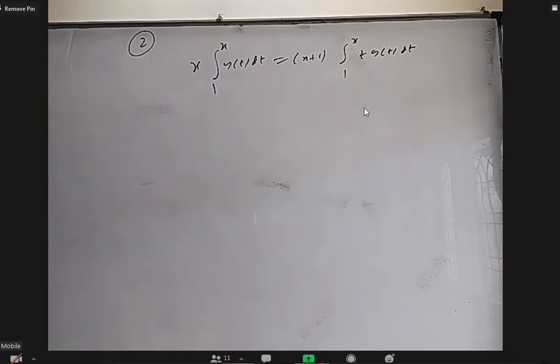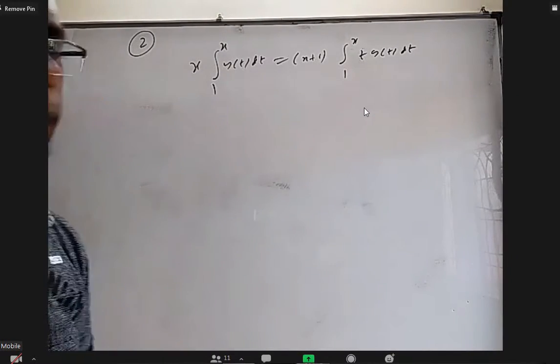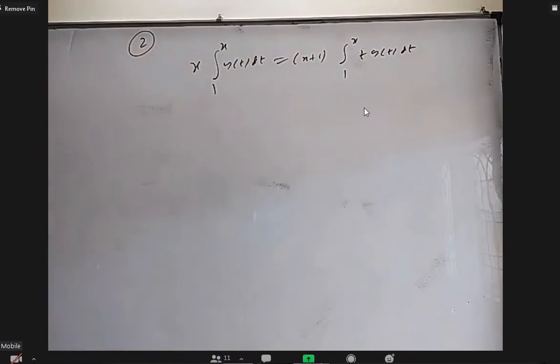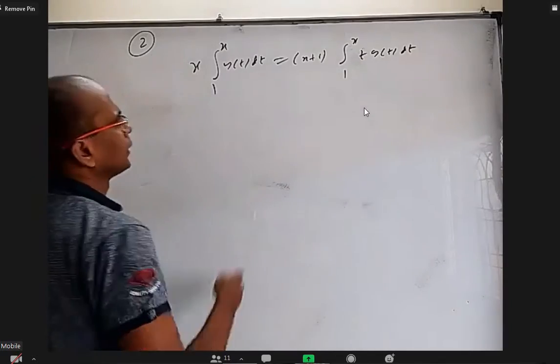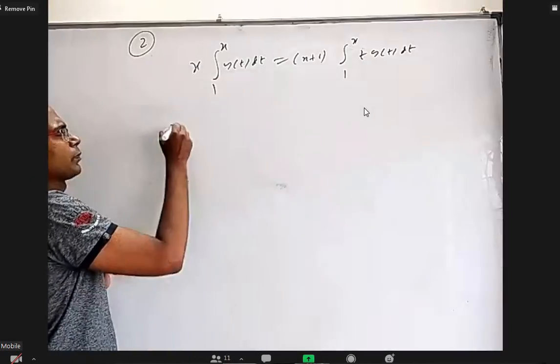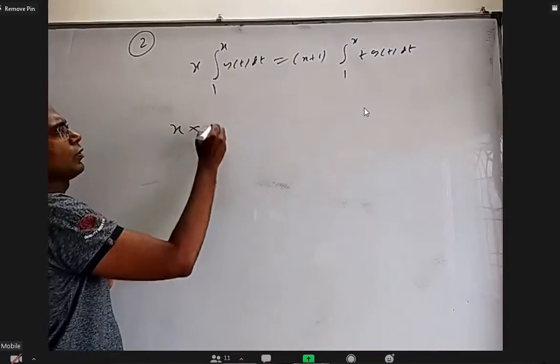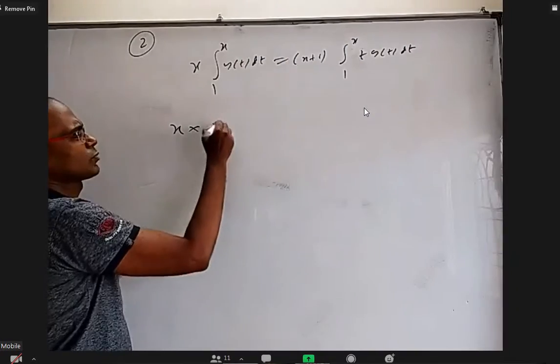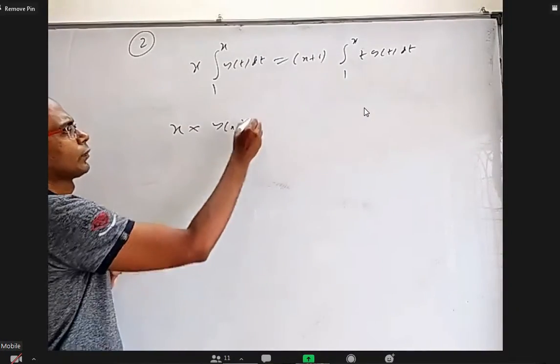Okay, maybe it comes as a differential equation. Don't know. Let us see. How to differentiate on both sides? When I differentiate here, it is the product rule: x into the derivative of this, in the place of t, x will come. So simply y(x) will come.